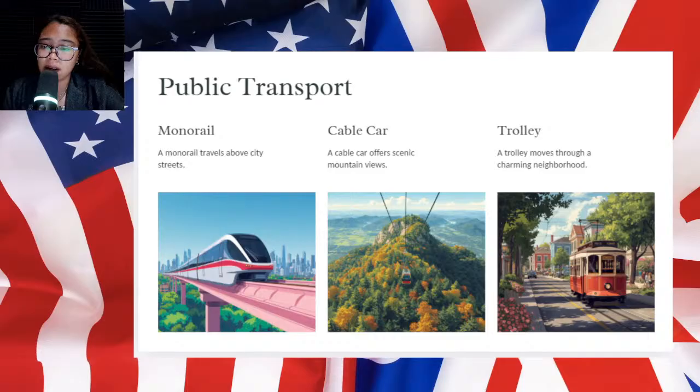Trolleys are designed for short trips within the community. They really move at a slow, relaxed pace, which makes them very safe for residential areas where children are playing or people are walking their dogs. And because they are part of the street, you can usually see the trolley coming from far away. It is a very human scale type of transport that helps a neighborhood feel friendly and connected.